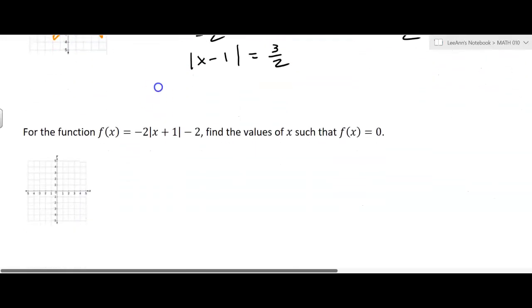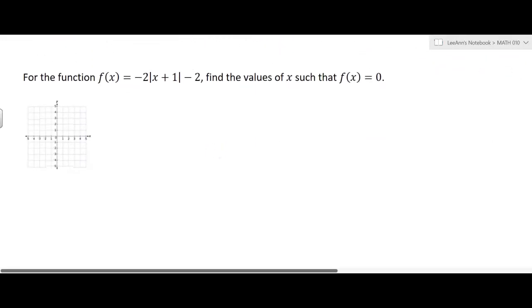Okay, so here's another example. And so we look at this. It's similar to the last one, but it looks like we're shifting 1 to the left and down 2. But we're also going to be upside down and with a stretch. So, well, there's our curve.